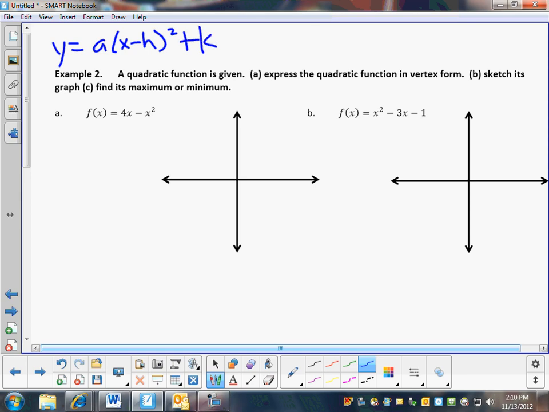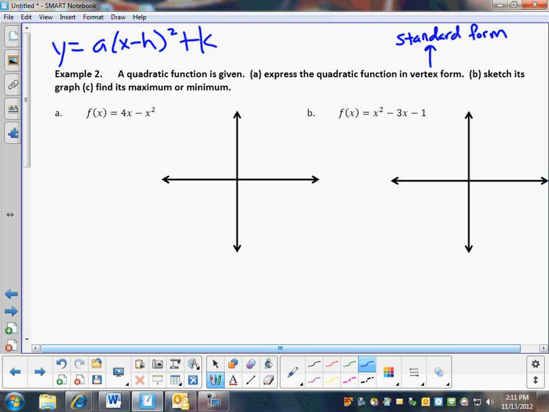Your book actually calls it standard form. So today in your assignment, when the book asks you to do this in standard form, you're going to say to yourself, hey, I know that that's supposed to be vertex form, what Mr. Gens is calling it, okay?